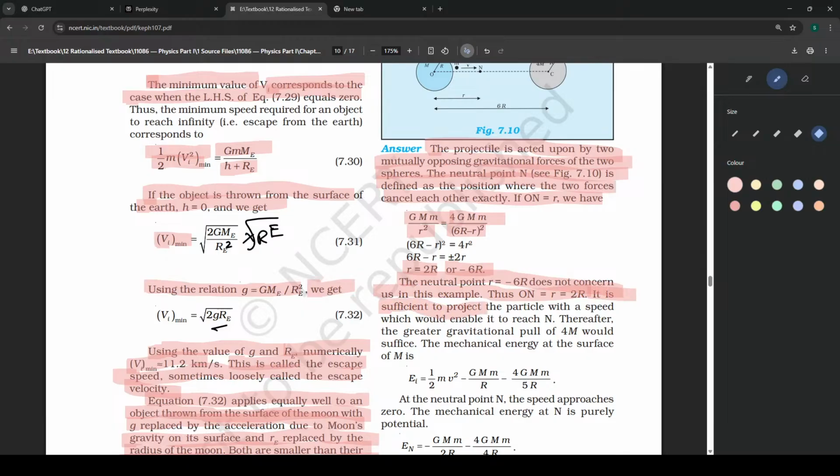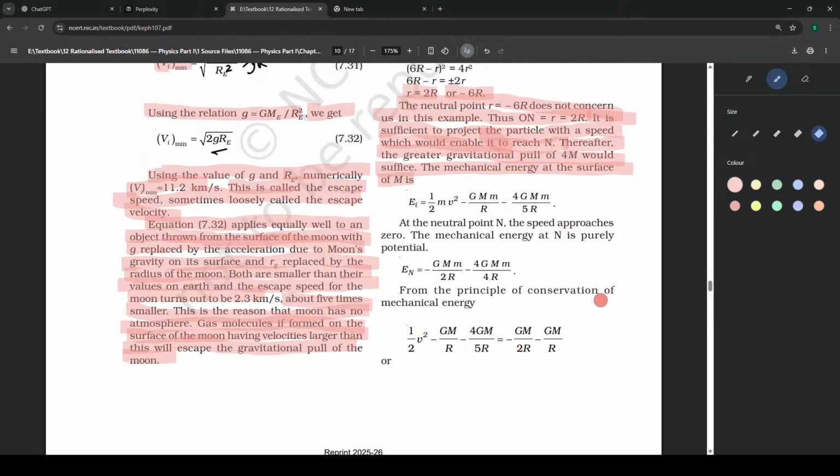It is sufficient to project the particle with a speed which would enable it to reach N. After reaching that, it will have a constant speed at N. Due to the sphere acting on it towards itself, it will continue to move in that direction. Thereafter, the greater gravitational pull of 4m would suffice. The mechanical energy at the surface of m is E initial, which is equal to the total initial energy, half mv square, if it is moving, minus GMm by r minus 4GMm by 5r.